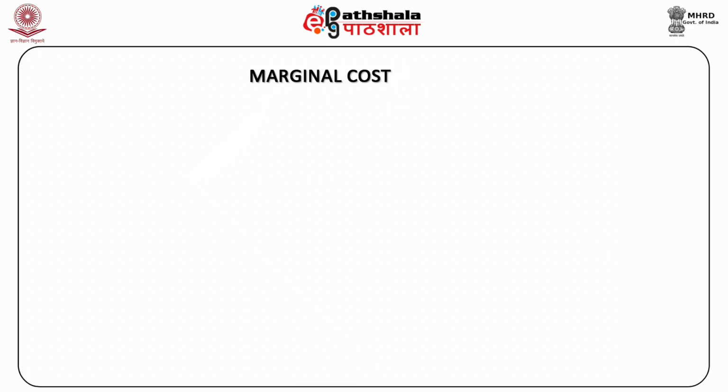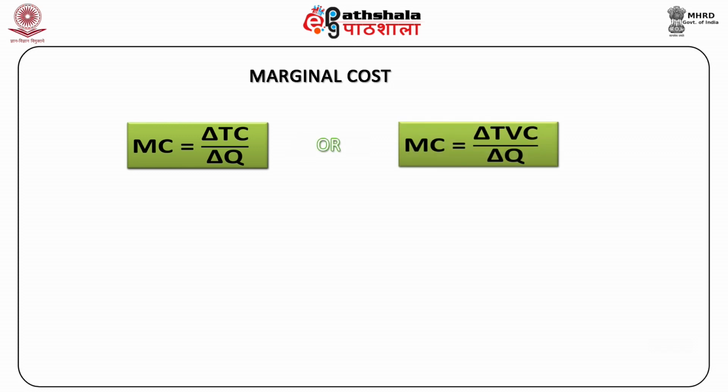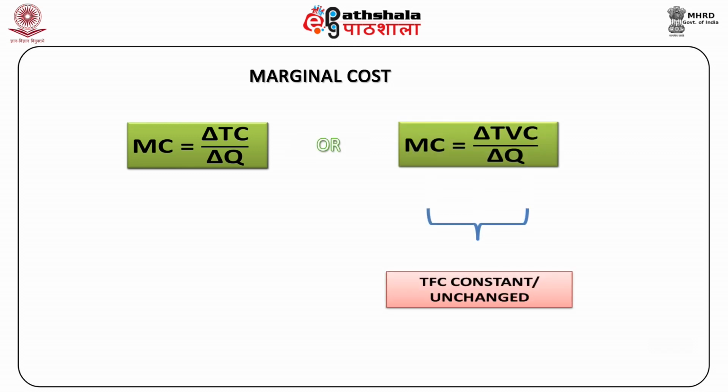Marginal cost is sometimes known as incremental cost, as it is the increase in TC consequent upon a small increase in output. Delta TC is the change in total cost due to a small change in output. As fixed cost remains unchanged in the short run, marginal cost is also the increase in total variable cost due to a small increase in output. Delta TVC is the change in total variable cost due to a small change in output. Delta Q is the small change in output.